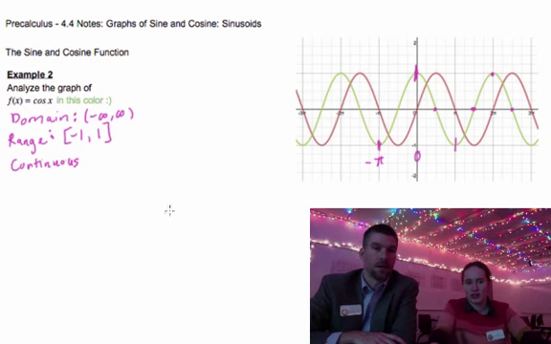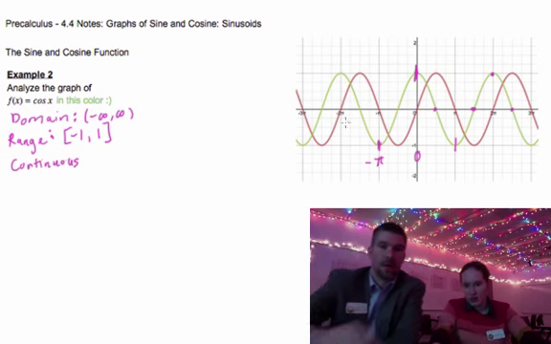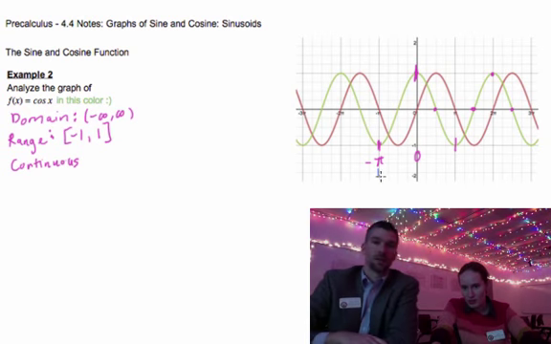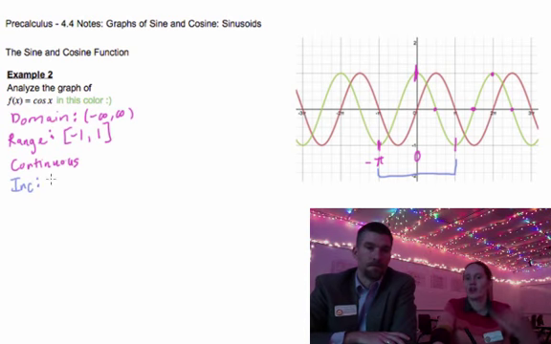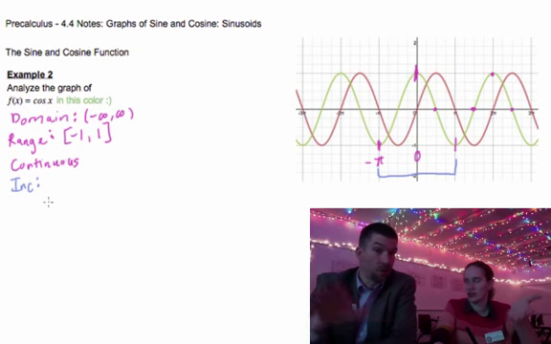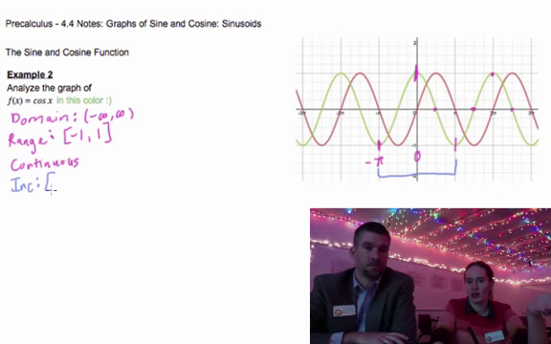Draw a bracket around, like make a little one, from right there to right there. How far apart are these? Those are 2 pi apart. Right. So our increasing intervals, you find one of them, any one of them. Doesn't matter which one you pick. So I just found, for example, negative pi comma 0.